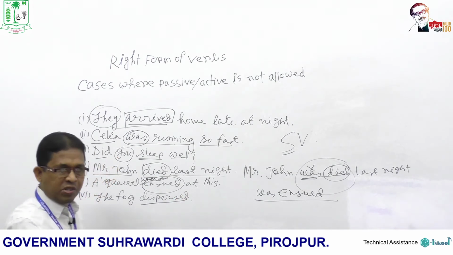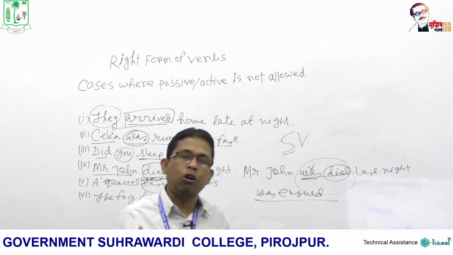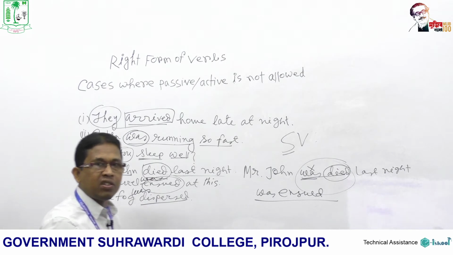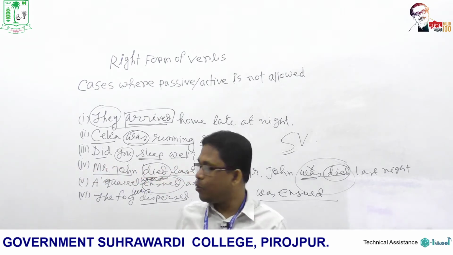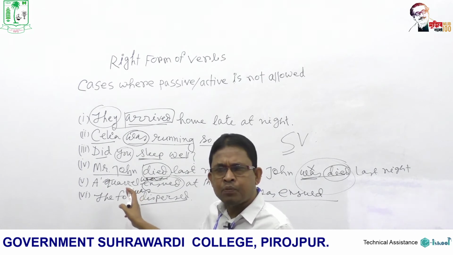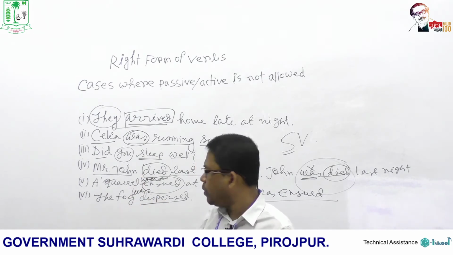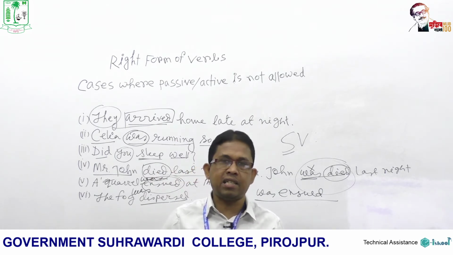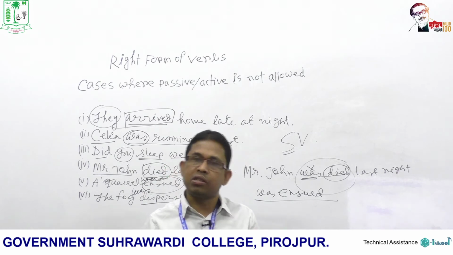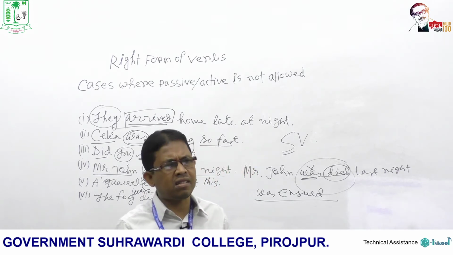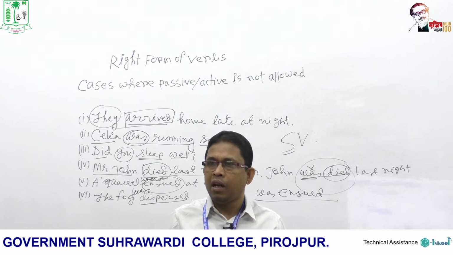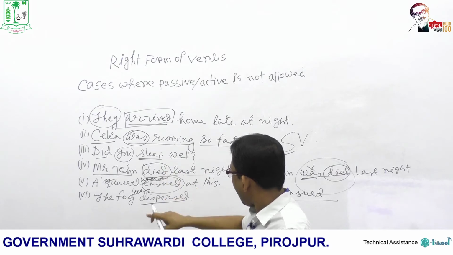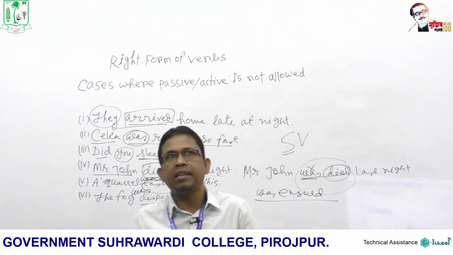So, the fog dispersed, that is, there is no fog, the fog is gone. Now, if you use it in this way, "was dispersed", this is wrong, because if you use "was" or any other auxiliary verb before the past participle form of dispersed, then it will become passive. But the rule is that an intransitive verb cannot be used in the passive. There are many other such intransitive verbs. For example, arrive, run, sleep, die, ensue, disperse, and such verbs.